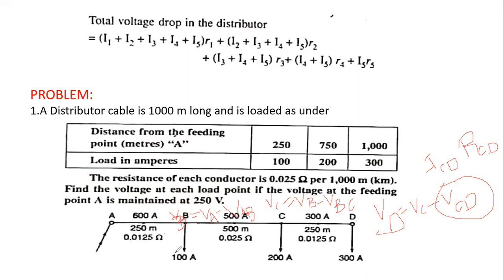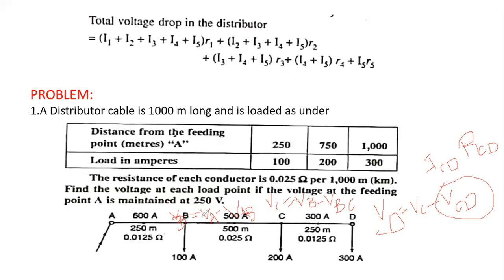Okay, what is the difference between voltage at a particular point? Point means the VB. What is the VB value? VB is equal to VA minus VAB. This is the voltage at a particular point.